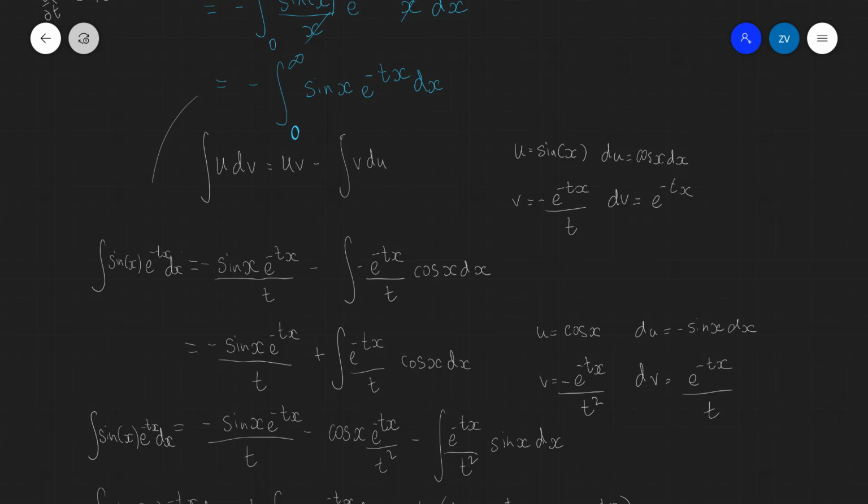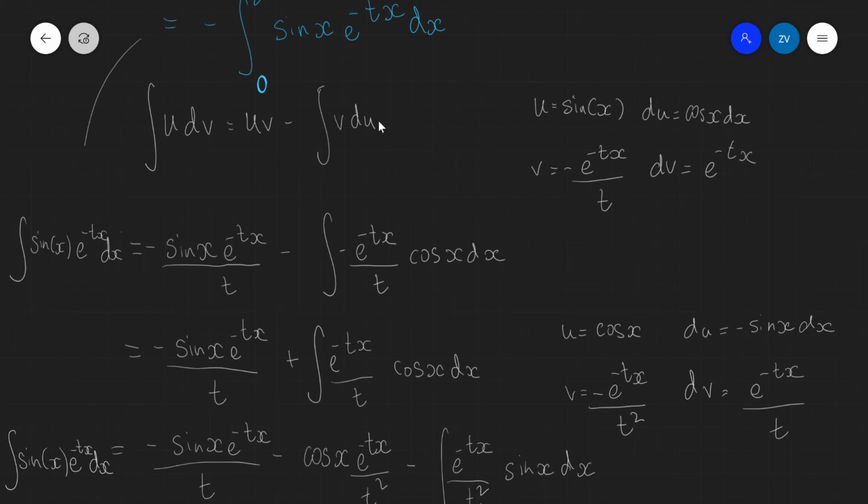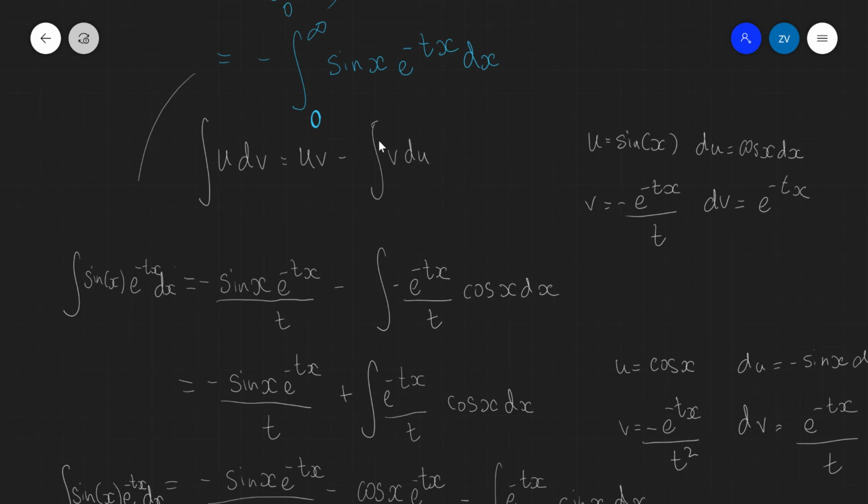Now let's do this pretty complicated integral, which could be a whole other video, using integration by parts. Just to remind you guys, the theorem for integration by parts says that the integral of u dv is equal to the function u times v minus the integral of v times du. Now I've applied this for this integral. Let's say that u is sine of x. This automatically means that du is equal to cos of x dx.